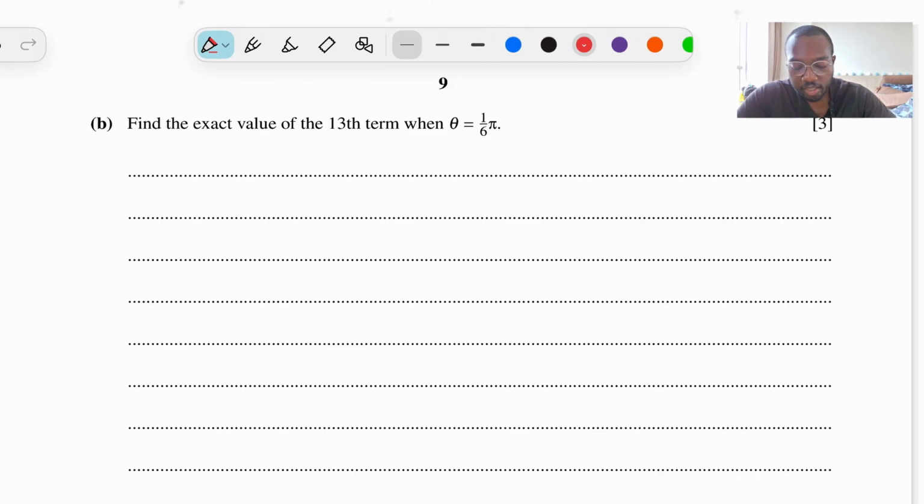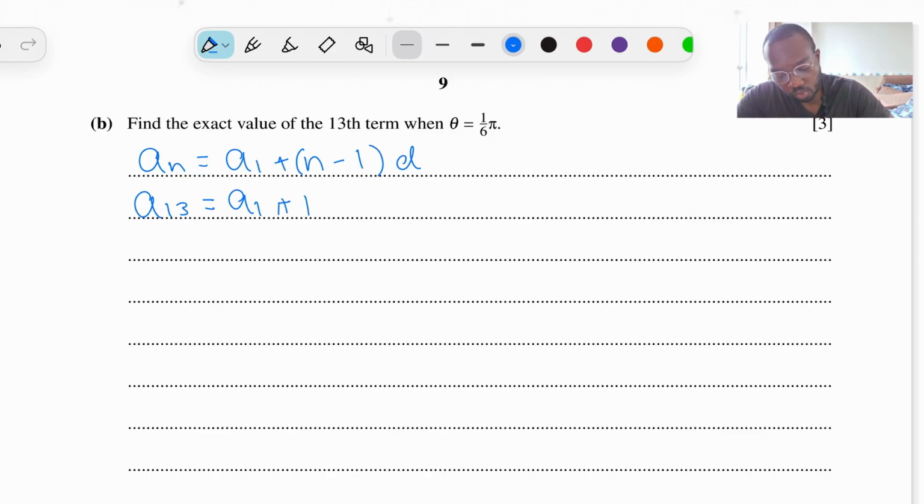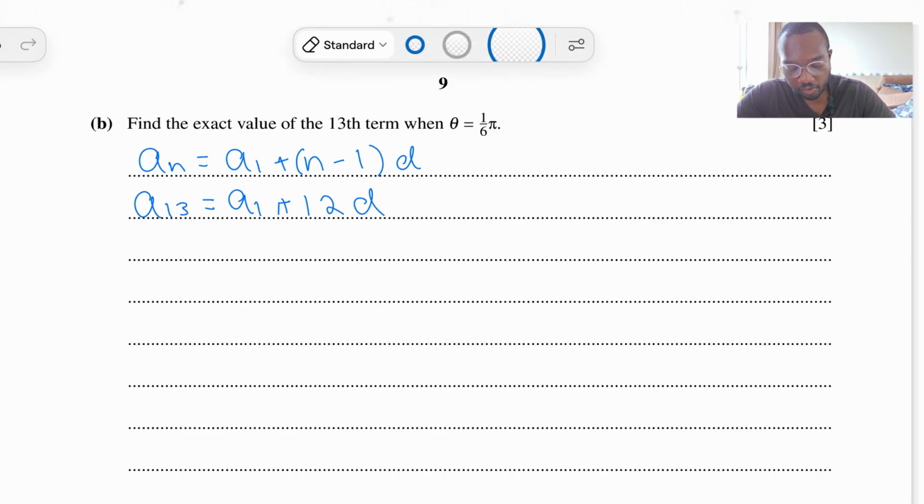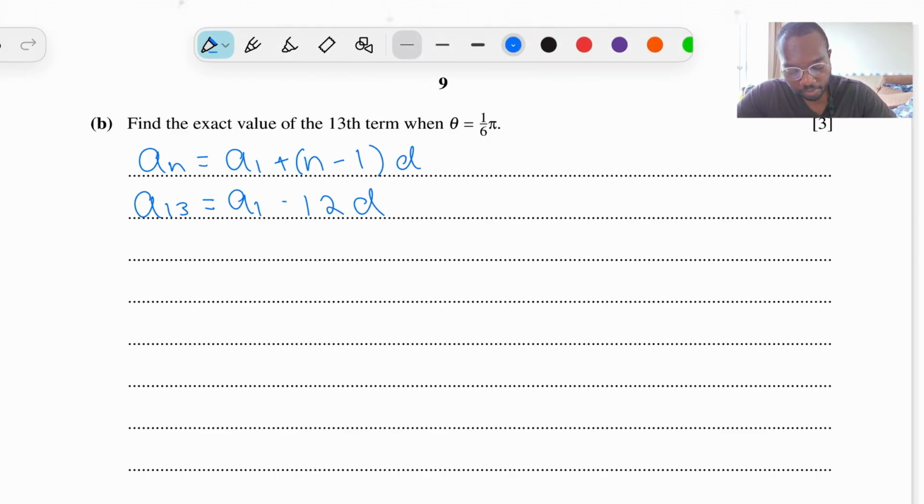Okay, and now for this question, we need to find the 13th term when theta is pi over 6. So to work this out, when we have an arithmetic progression like this, to work out a term, it would be an is equal to a1 plus n minus 1 times d. In our case, we'll look at the 13th term. That will be a13 is equal to a1 plus 13 minus 1, so that would be 12d. So a1 plus 12d.